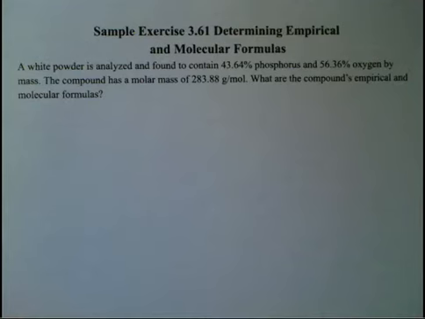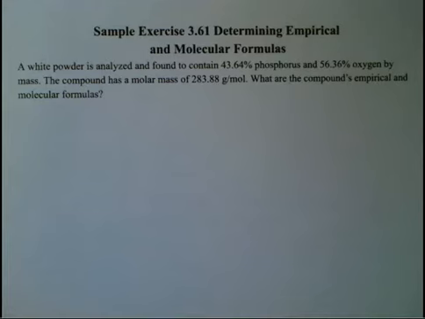Alright, AP, here is sample exercise 3.61, determining empirical and molecular formulas. A white powder is analyzed and found to contain 43.64% phosphorus and 56.36% oxygen by mass. The compound has a molar mass of 283.88 grams per mole. What are the compound's empirical and molecular formulas?